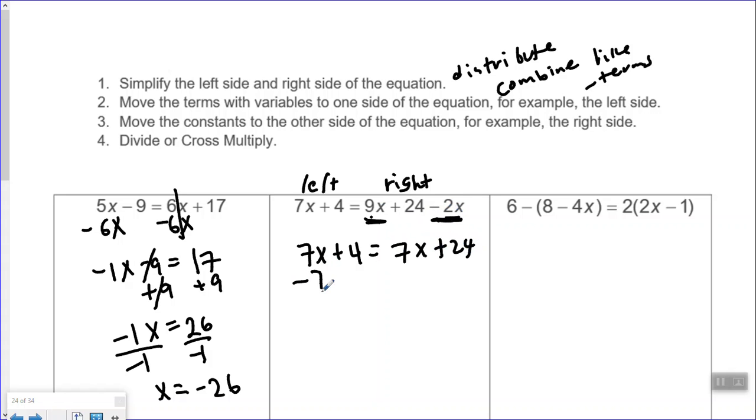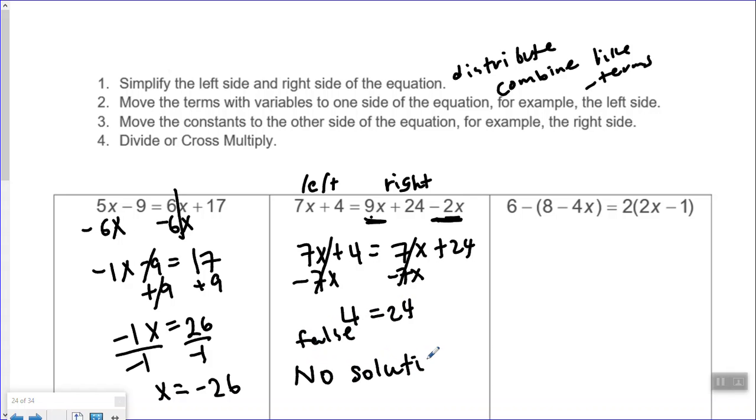And then you're going to subtract 7x on the left, 7x on the right. Cancelled. 4 equals 24, but is that true? It's not true. It's false, so there's no solution that satisfies this equation. No x value can satisfy this equation. So your answer, you have to write no solution. You have to write it down. Okay. Now let's do the last one.